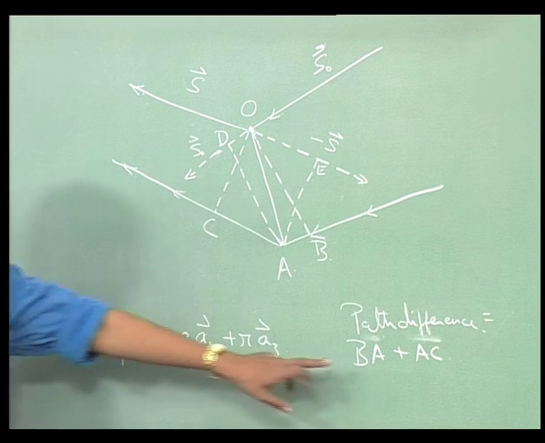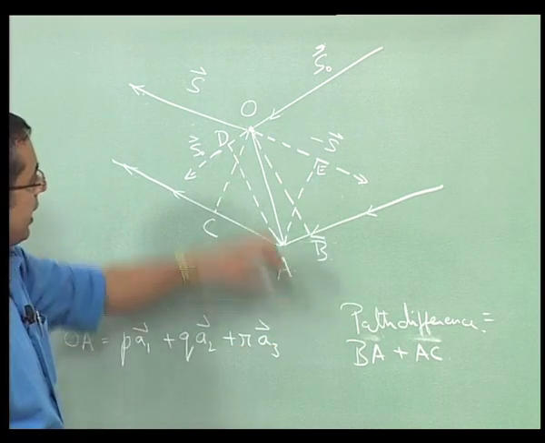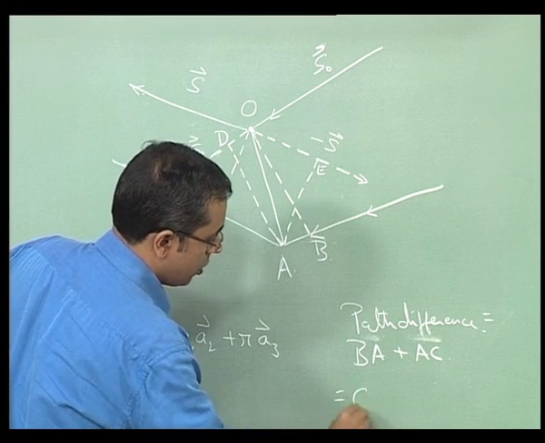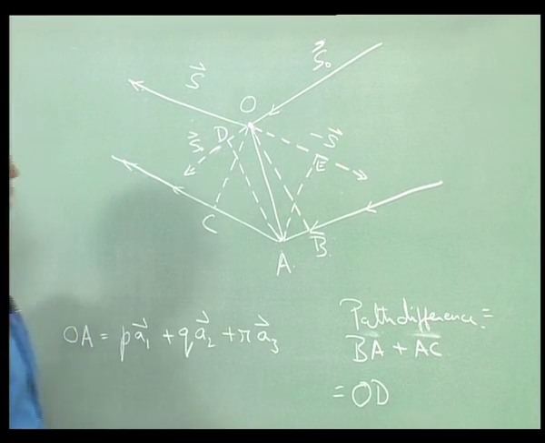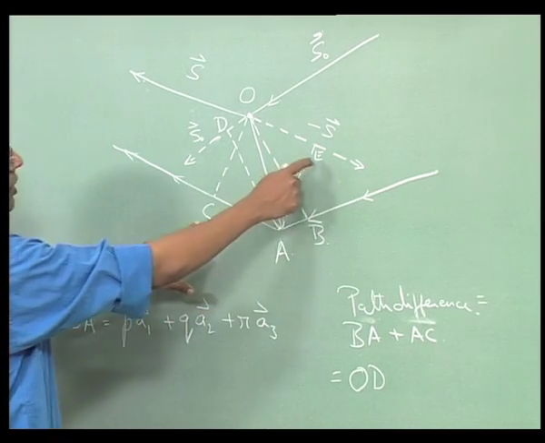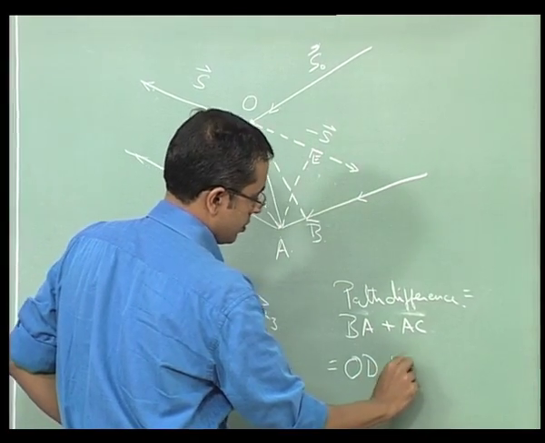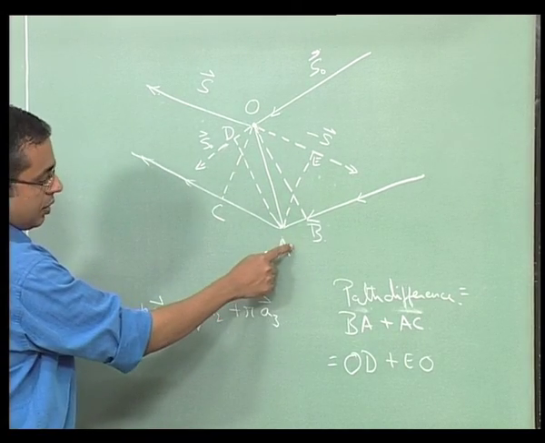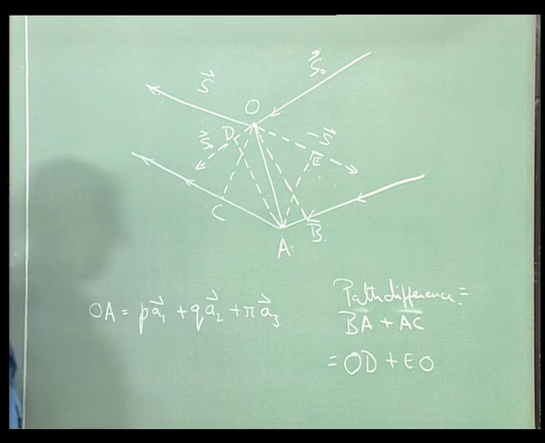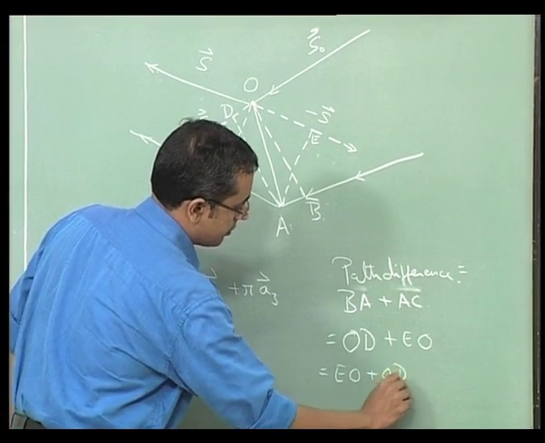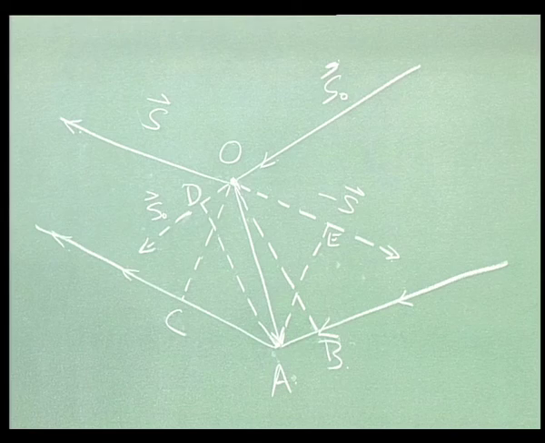Right. So the same path difference BA plus AC. Now BA is simply OD, they are both the same, B to A is the same as O to D, so this is equal to OD, and AC is here, A to C, it is the same as E to O. So BA is OD and AC is EO. Therefore the path difference is simply EO plus OD, the same thing. So this is the path difference, this vector A, fine, OA.